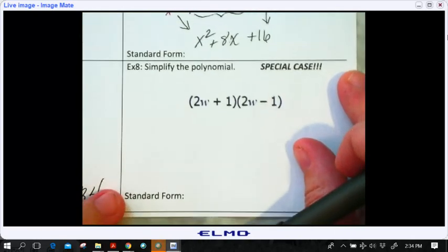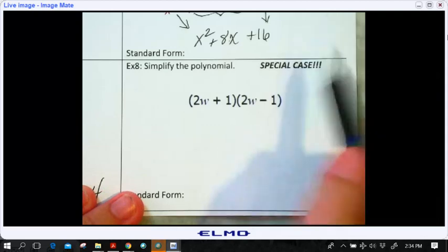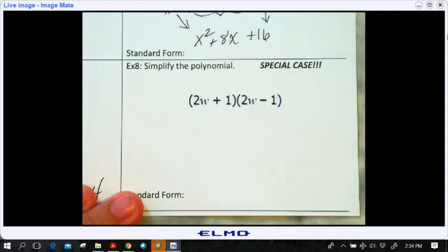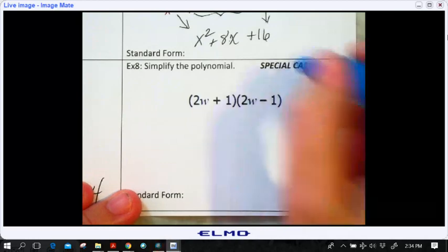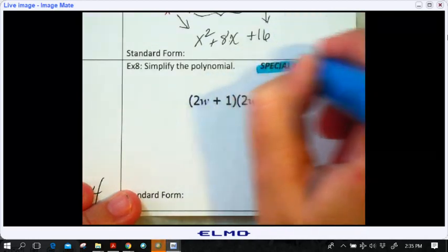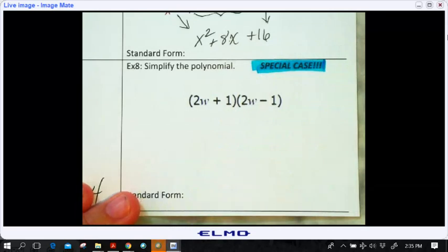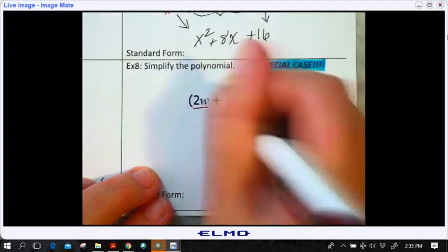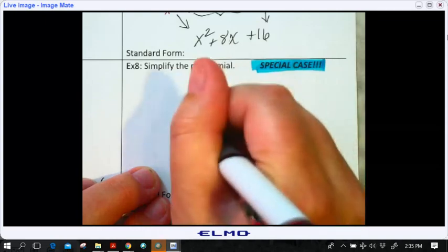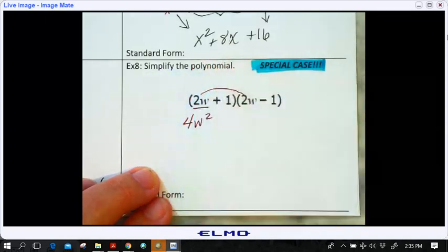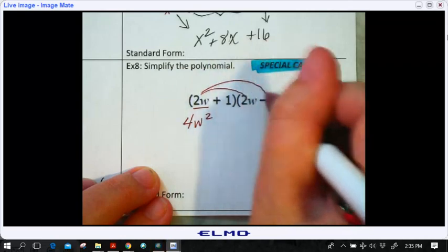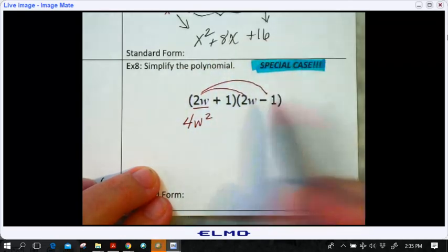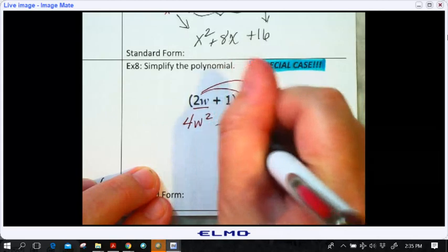Okay, let's do my very last problem. I'll do this with the FOIL method again. And note that I did put here that this is a special case. This is a special case. And I'm going to talk about why in just a minute when we solve it first, okay? So let's do my distributing. 2w times 2w is 4w squared. 2w times negative 1 is negative 2w.